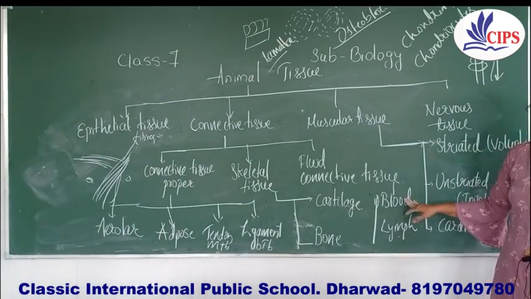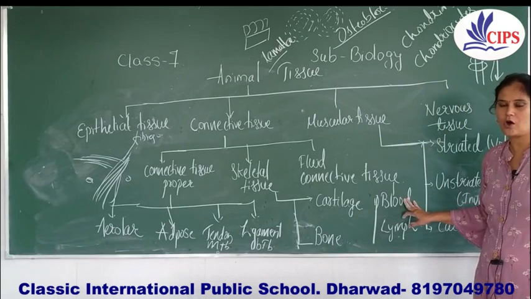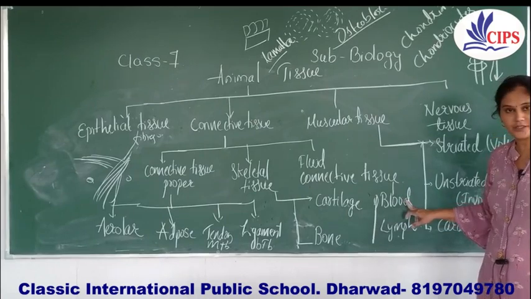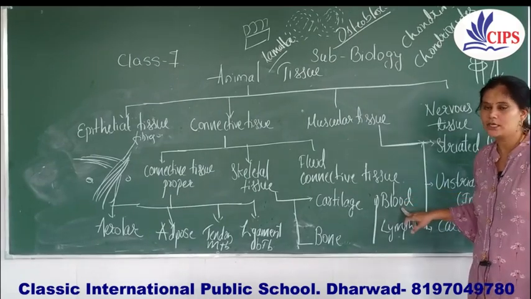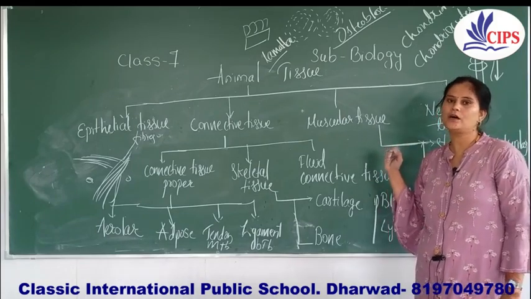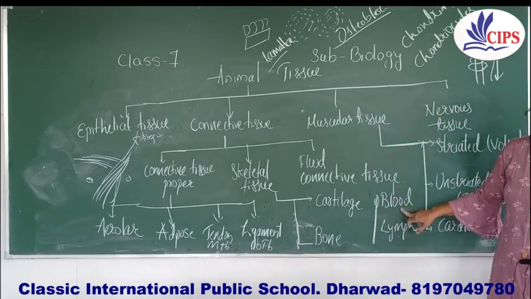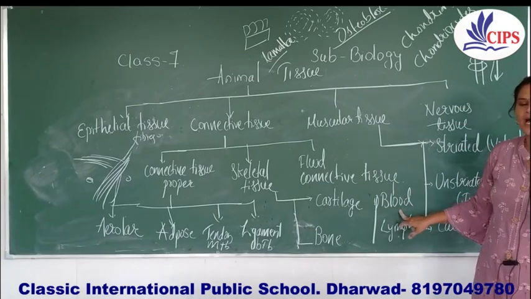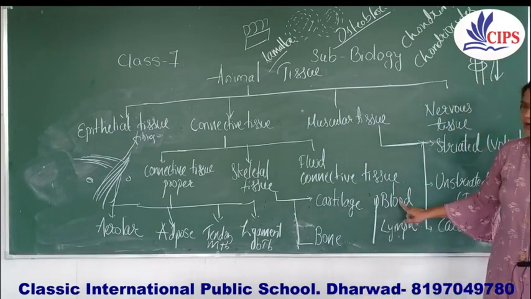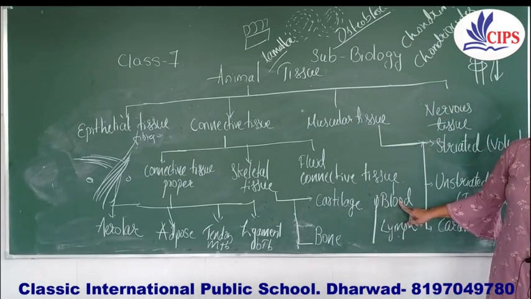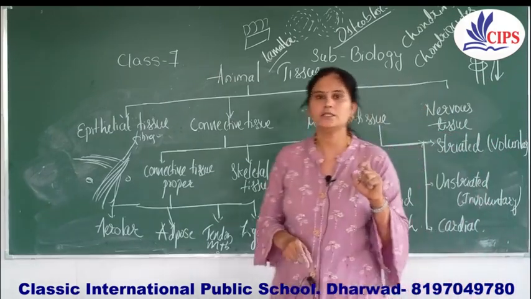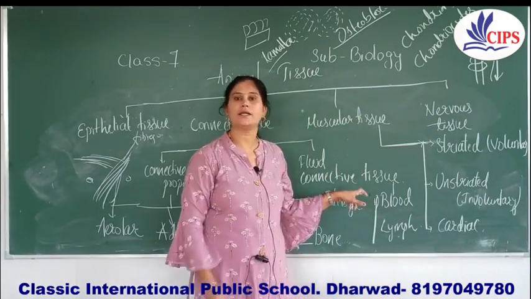What is the main function of the blood? It transports all the essential substances, all the essential nutrients, right? The waste products and the gases from one part of the body to the other part of the body, right? So blood tissue has two components. One is the solid component and another one is the liquid component. In the solid component, the blood has RBC, WBC and the platelets. RBCs are the red blood cells.